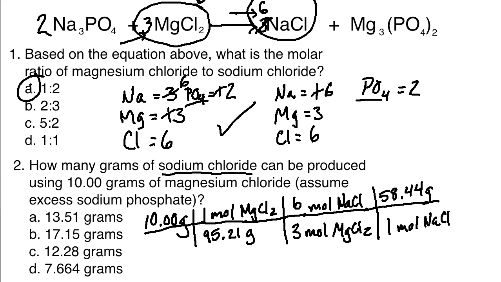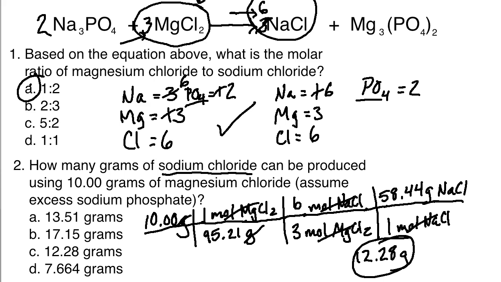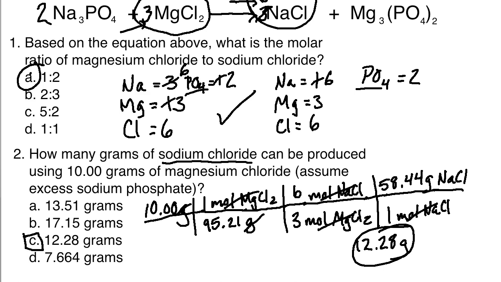So grams of magnesium chloride cancel grams of magnesium chloride. Moles of magnesium chloride cancel moles of magnesium chloride. Moles of sodium chloride cancel moles of sodium chloride. I'm left with grams of sodium chloride, which is exactly what this was asking for. If you plugged all of this into your calculator, you should have found 12.28 grams as the answer, and here you go. That would be C as the correct answer here.